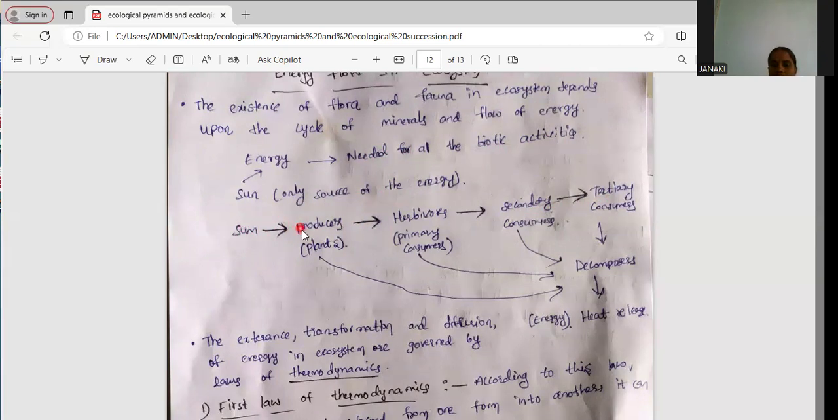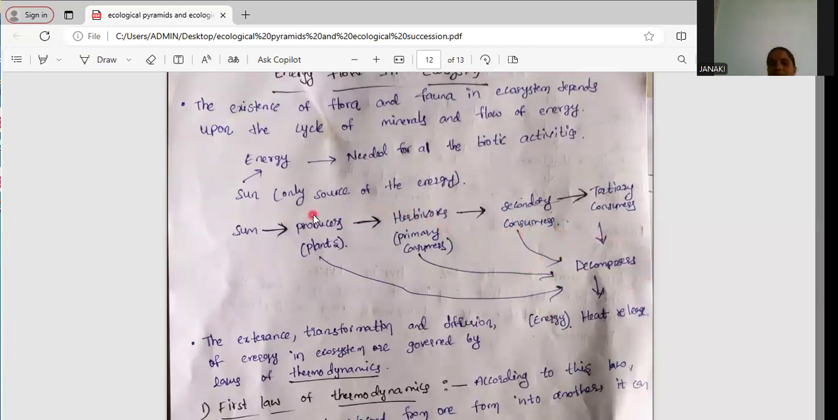Sun energy is taken by the producers. Producers means plants. Plants are taken by the primary consumers. Plants' energy is taken by secondary consumers. Secondary consumers' energy is taken by tertiary consumers. After that, the decomposers. After death, the energy is released as heat. Secondary consumers, herbivores and plants are also taken by the decomposers. This is the last, the decomposers.